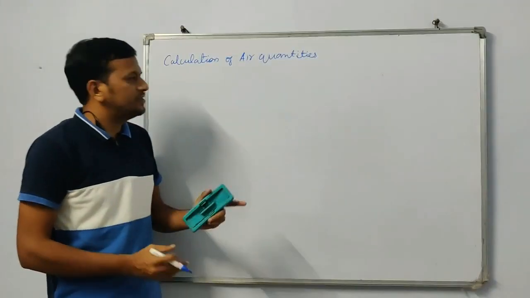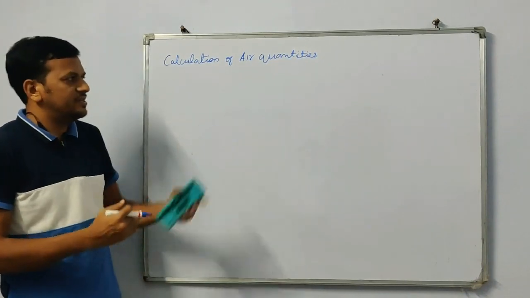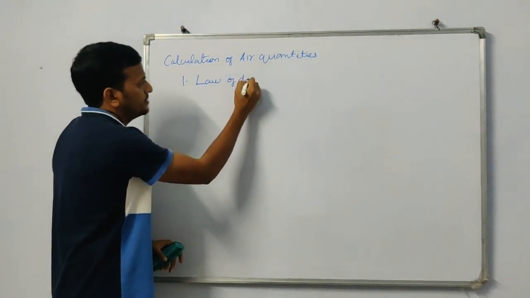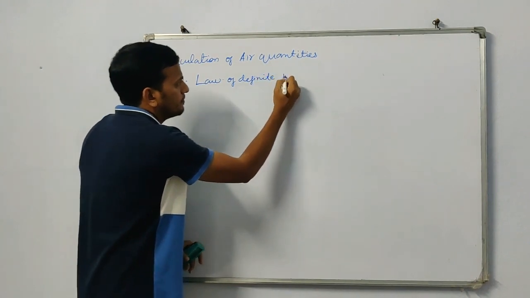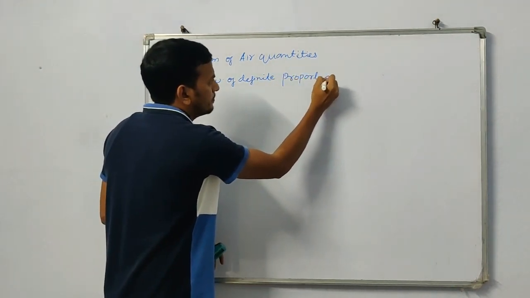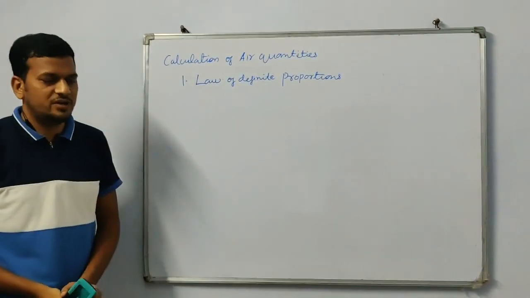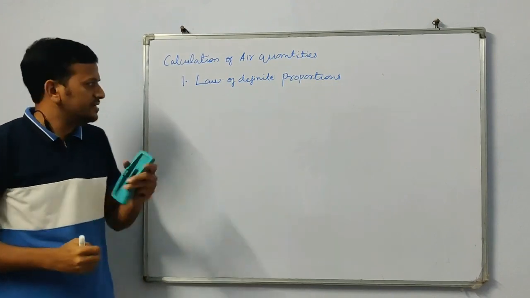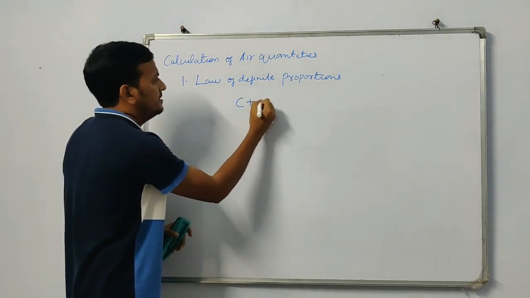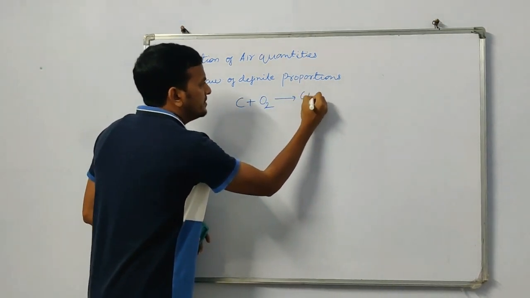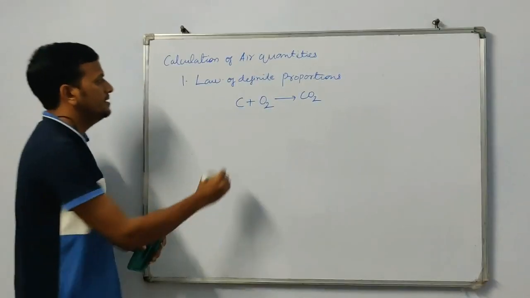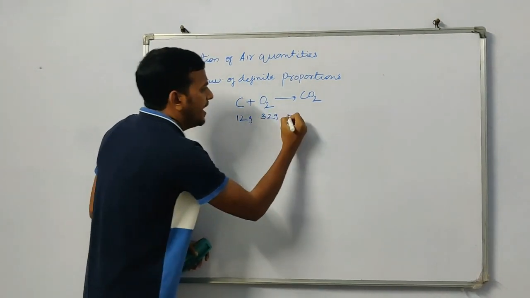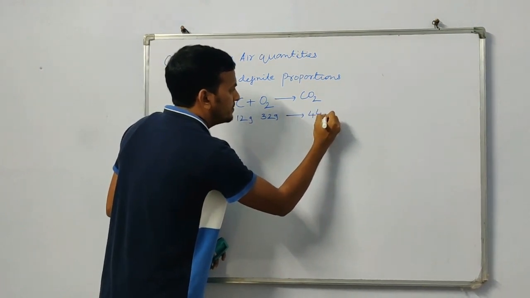Now for calculation of air quantities, we must follow certain principles. We will discuss them one by one. The first principle is the law of definite proportions. According to this law, every atom present in the fuel will react with oxygen according to stoichiometry. For example, carbon plus oxygen gives carbon dioxide, complete combustion. Here, 12 grams of carbon will react with 32 grams of oxygen and produce 44 grams of carbon dioxide.